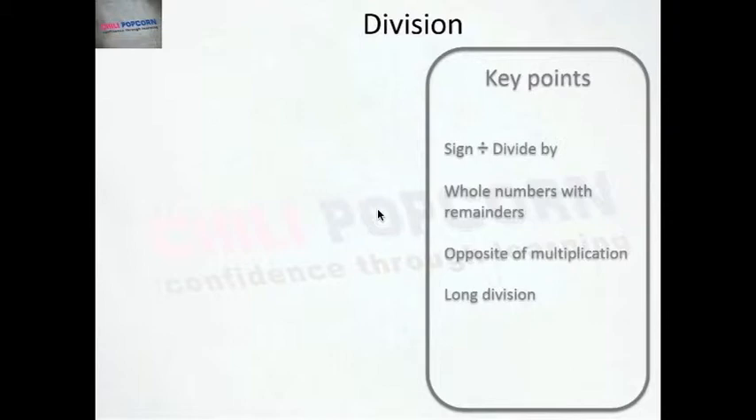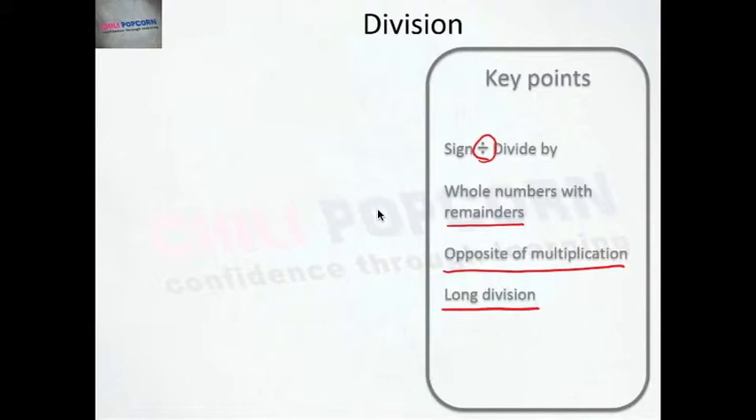So here we will learn about the sign for division. We will learn about how we divide whole numbers and how we get things that are left over. So we will learn about the signs. We will learn about remainders. I will show you how division is the opposite of multiplication. And then I'll show you a method called long division, which helps you to actually do division sums. So first, I'm just going to explain to you the concept or the idea behind what division is.